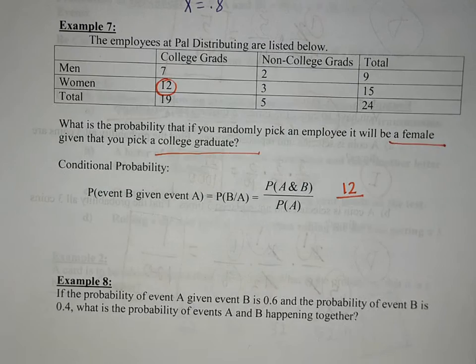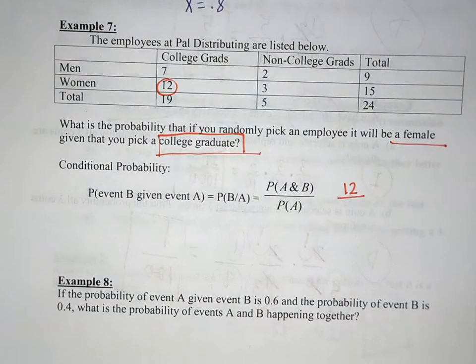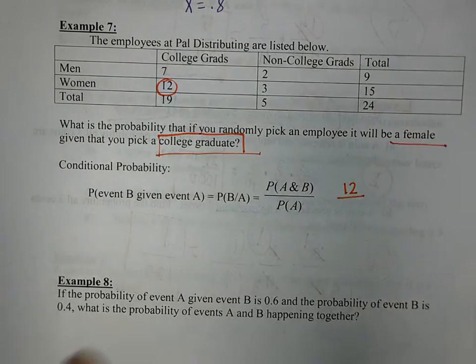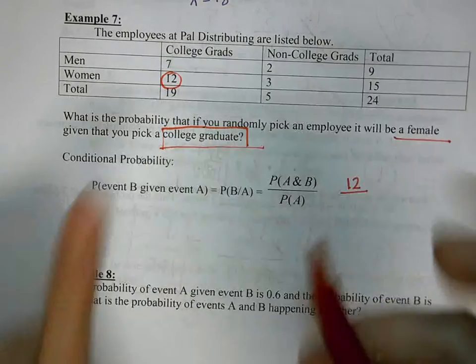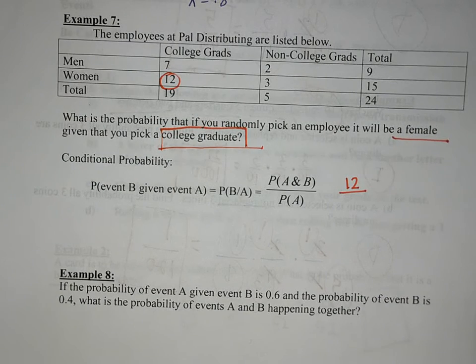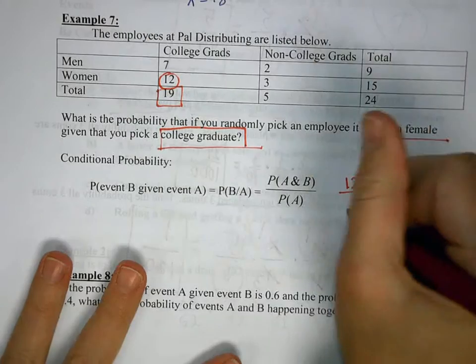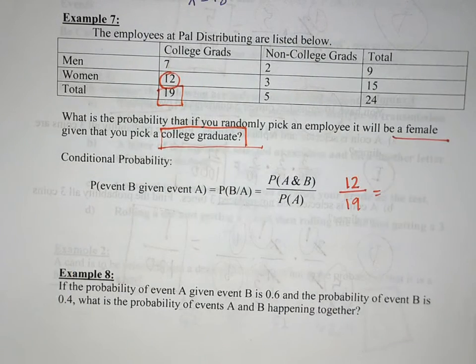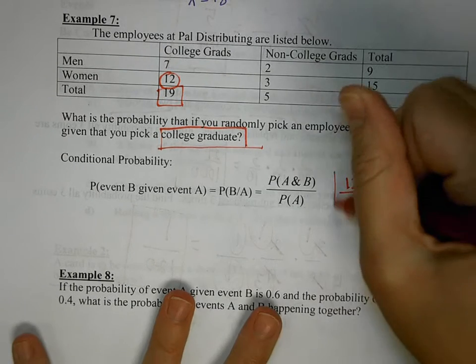And then you always divide it by whatever comes second. So when it says given that, whatever comes after the given that, that's your second term. In this case, it's saying college grad. You want the total for college grad. So what is your total for college grads? 19. And then you reduce it, and that's your answer. Can that reduce? Nope. That's your answer.